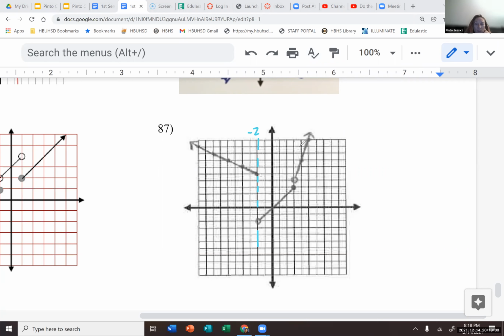So that's -2, and then this is 3. So my first ray will be here. That's going to be x is less than or equal to because of the closed circle, and that value is -2. The middle piece has an open circle on the left, so that's going to be -2 less than x less than or equal to, because there's a closed circle, 3. And then the last function has an open circle, so x is greater than 3 for that one.